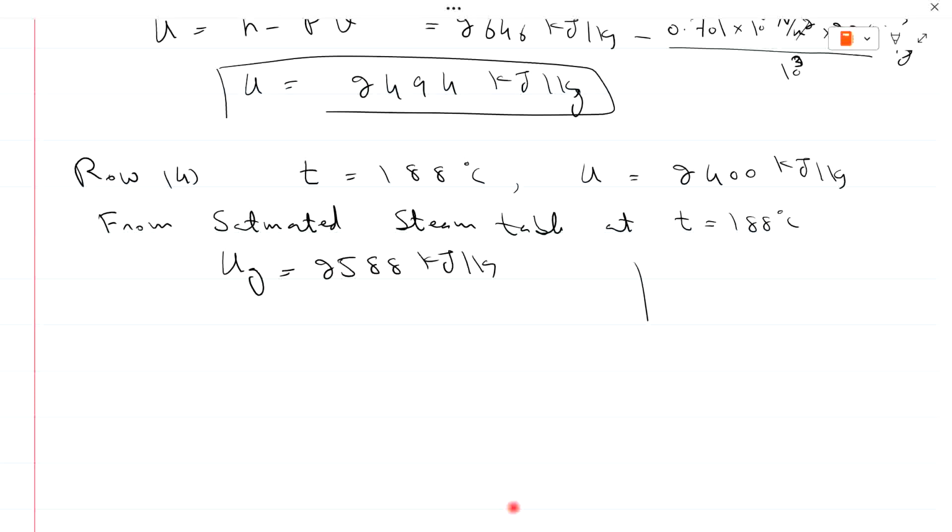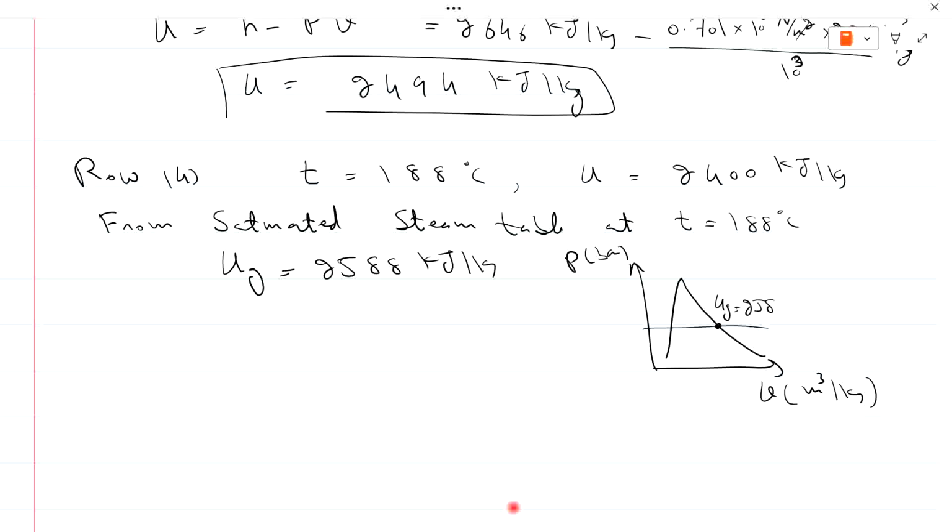Now we show this on the PV saturation curve. Pressure is in bar. Specific volume is in meter cube per kg. So this is a constant pressure line. This point is Ug. Ug is 2588 kilojoule per kg from the saturated steam table. But the value of U which is given to us is less than this value. It means 2400 is less than 2588. So the properties are in the wet region.